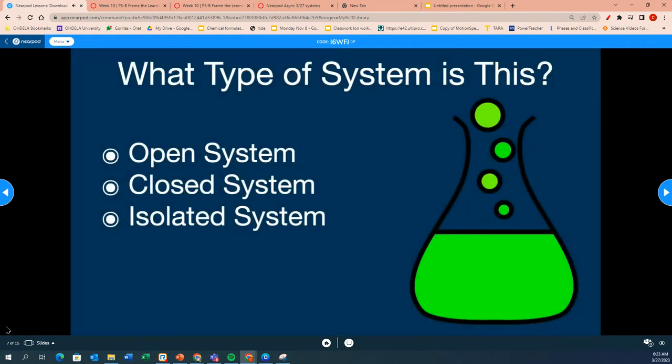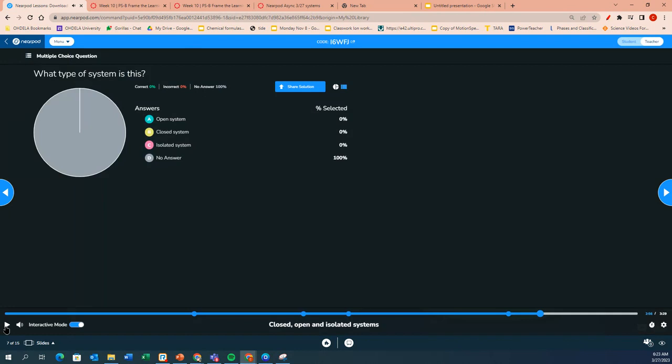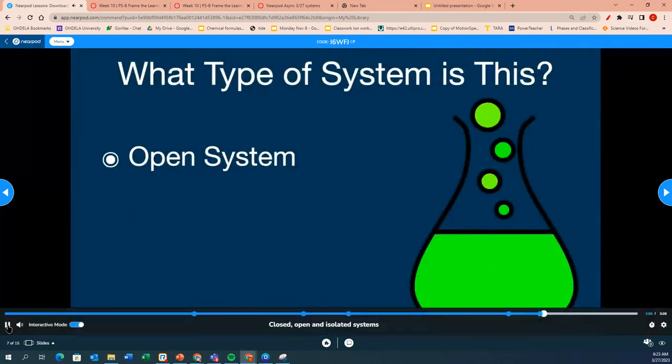How about this? All right, so it looks like it's open to the environment. So I would say this would be an open system because there was no top to it that would keep matter from leaving. This is an open system.